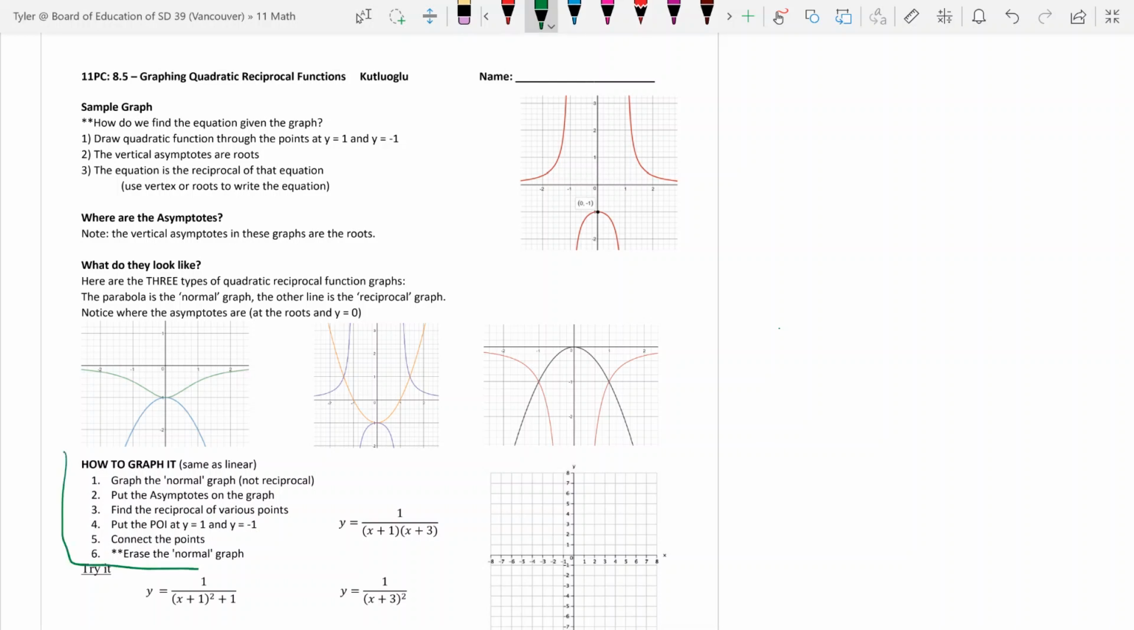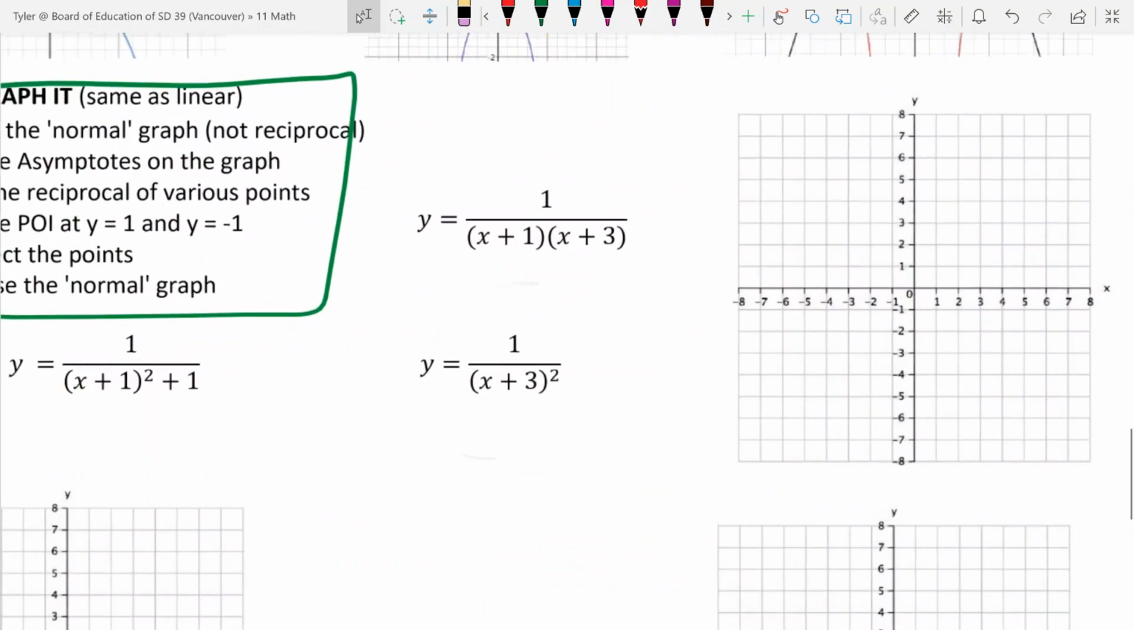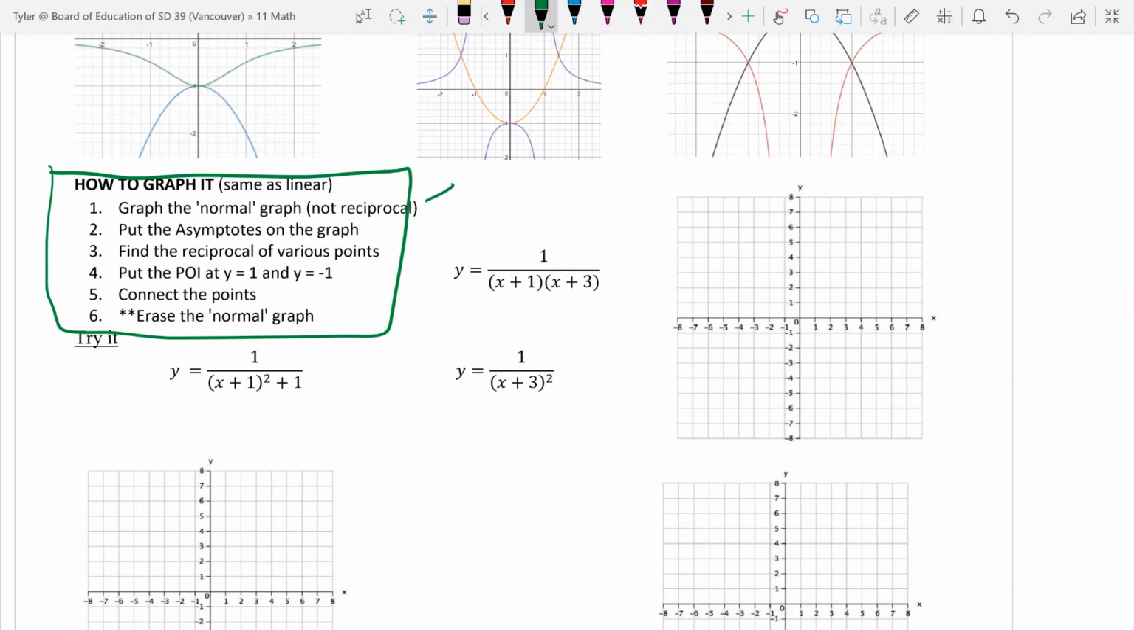This is the process, and let's go through an example first, and then we can look at what these different graphs look like. So it's the exact same process. The first thing we do is graph it as if it was not a reciprocal graph. So we have here the equation we want to graph. Instead, we're just going to do y equals (x plus 1)(x plus 3).